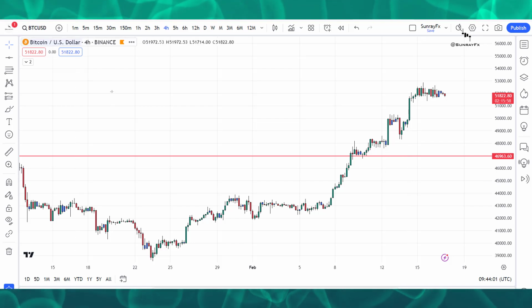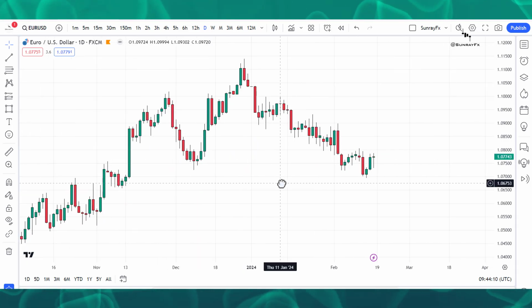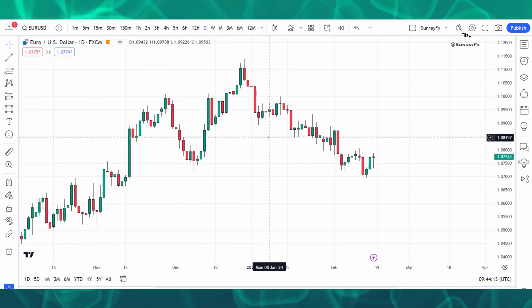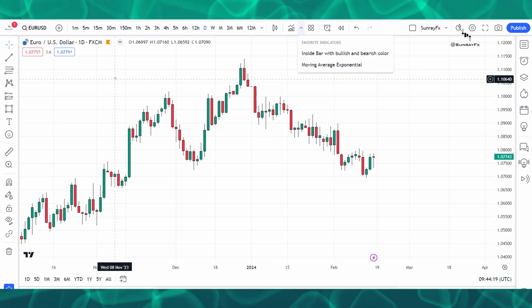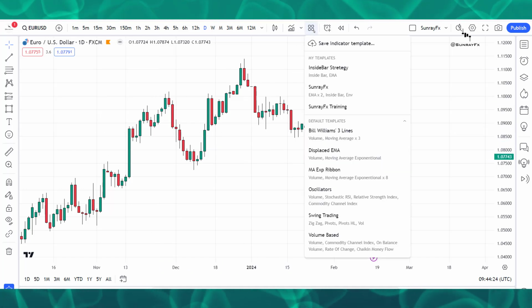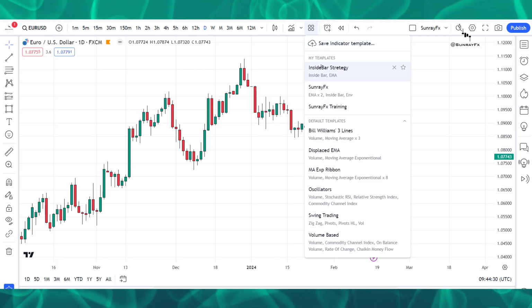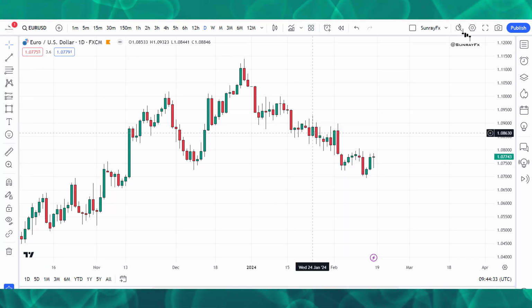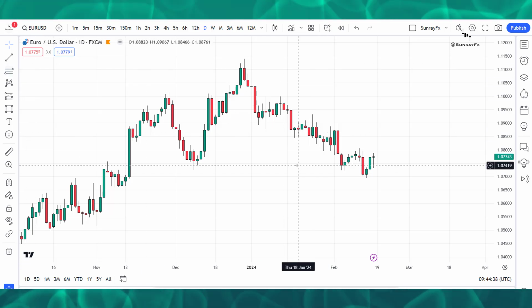So let's go to a popular pair. Let's go to EUR/USD. There's one more thing that I need to show you so that you can avoid doing the settings over and over again. Once you are done with your settings and it's on your chart, all you need to do is to go to indicator settings and save the indicator template. I saved mine as inside bar strategy. On this EUR/USD there's no inside bar indicator, but I've already saved it as inside bar strategy.